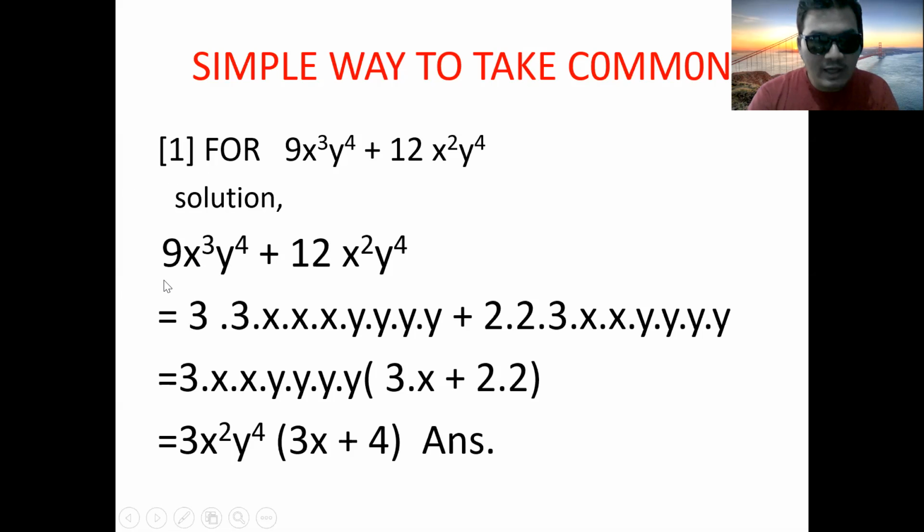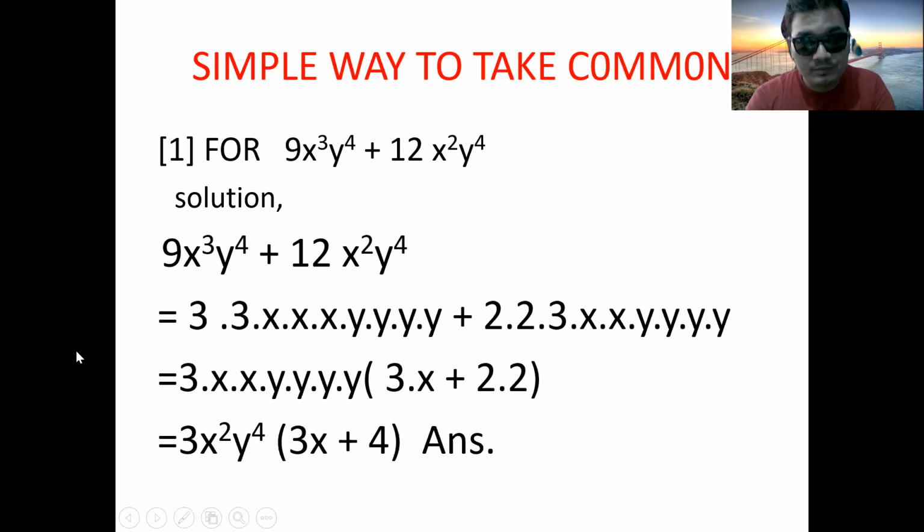You have to show that 9 means 3 into 3, because this is the product 3 into 3. And x cube means x into x into x, and y power 4 means y into y into y into y, 4 times. Plus, in place of 12 we write 2 into 2 into 3, x square means x into x, and y into y into y into y. This y to the power 4 means we have to multiply y 4 times.